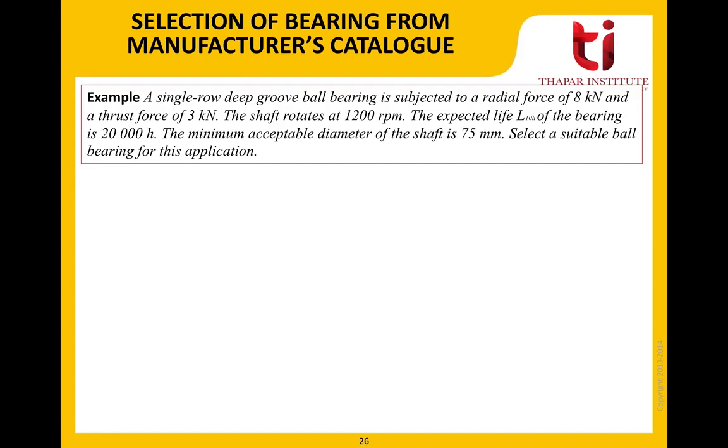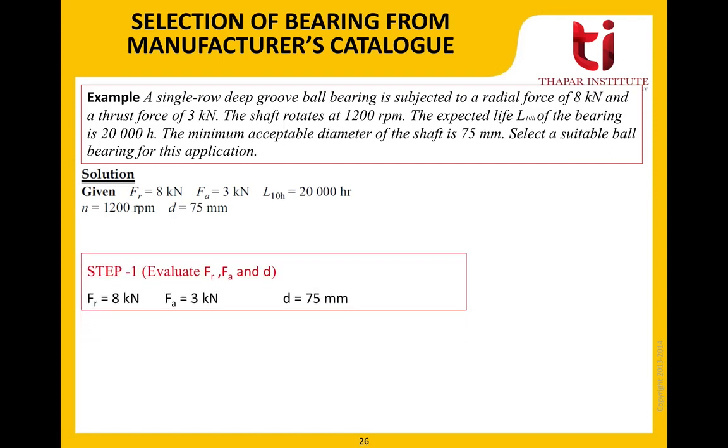Again, going by the standard procedure, we need to note down whatever has been provided to us in the question. So we're given that the radial load is 8 kN, the axial load is 3 kN, the L10H, that is the rated life in hours, is 20,000 hours, the shaft rotational speed is 1200 rpm, and the diameter is 75 mm. Now, going by the standard procedure for the selection of bearing from the manufacturer's catalog, we need to conduct those 7 steps. So step 1 is to evaluate Fr, Fa, and d. All these 3 things are already provided to us in the numerical.